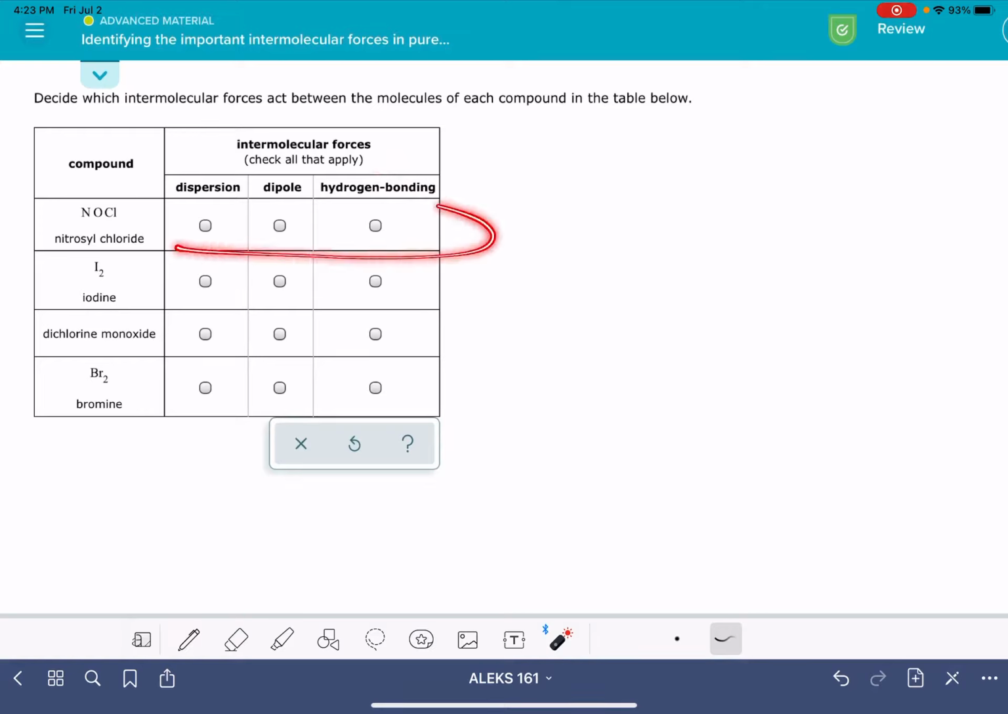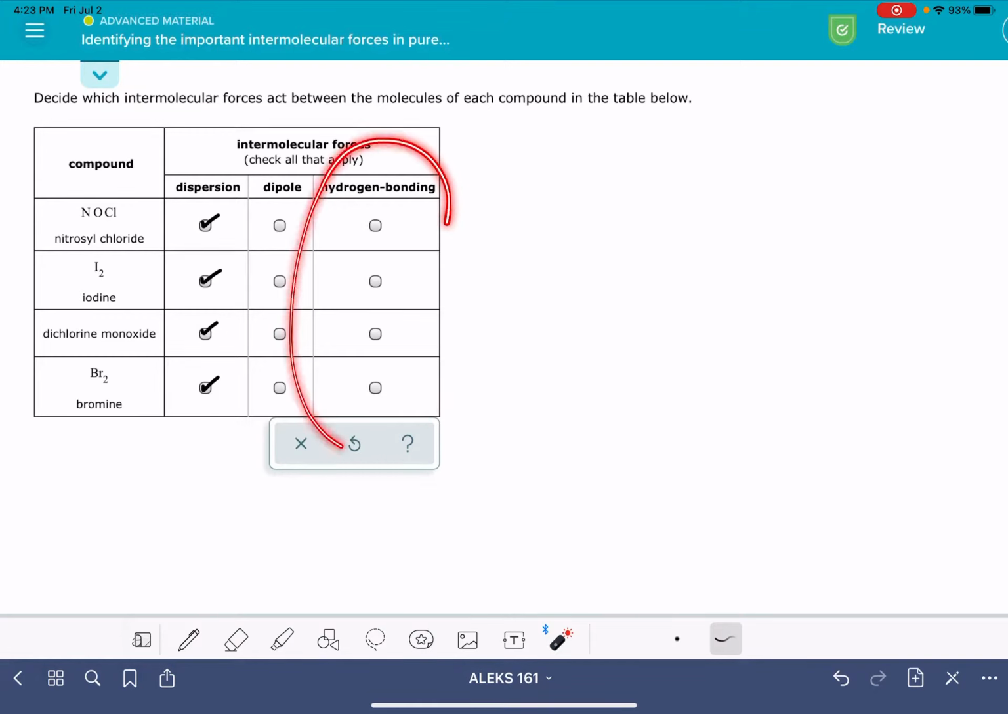So we might be checking only one thing in this row. We might be checking 2. We might be checking all 3. Dispersion forces are also known as London forces. If you're using a different term, they do refer to the same thing. First thing I'm going to tell you is that every single molecule has dispersion forces. So it doesn't matter what it is, you're always going to be checking the dispersion force box every single time.